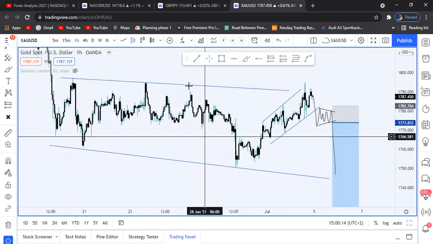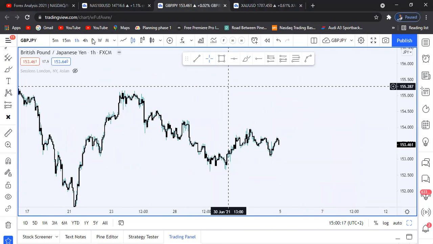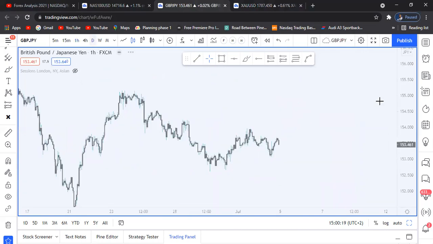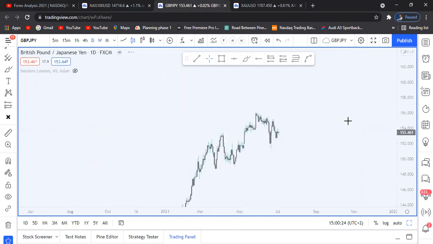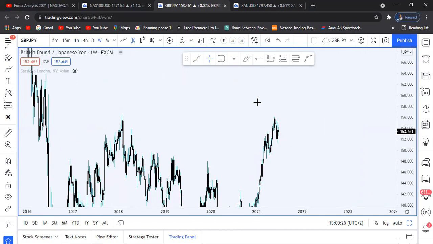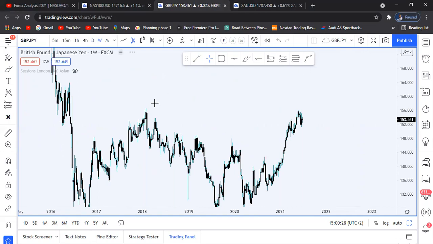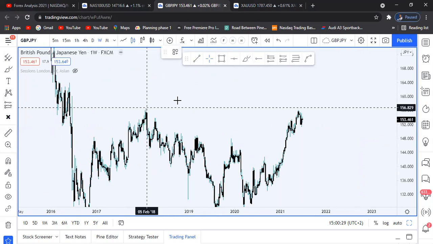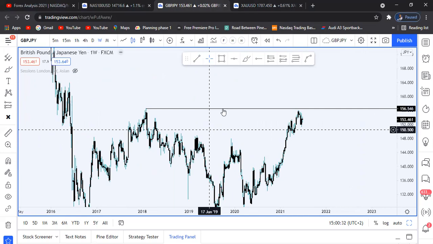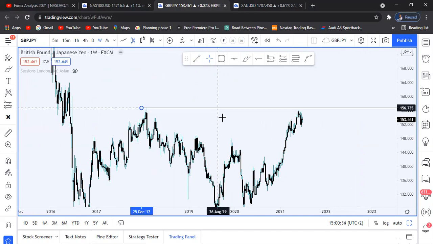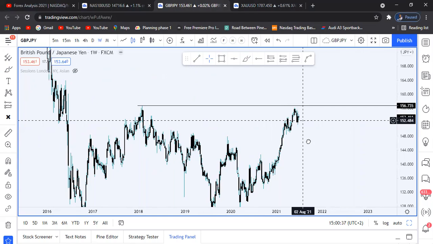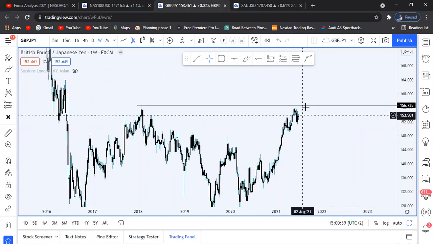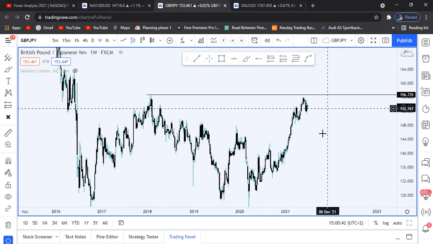Looking at GBPJPY, let's just go to the daily time frame. Looking at GBPJPY, starting from the weekly time frame, you can literally see that we have some sort of double top formation that has been formed. But one thing we can notice, guys, is that we didn't really come to tap into this double top formation. So we might still see price coming and tapping into this double top formation.